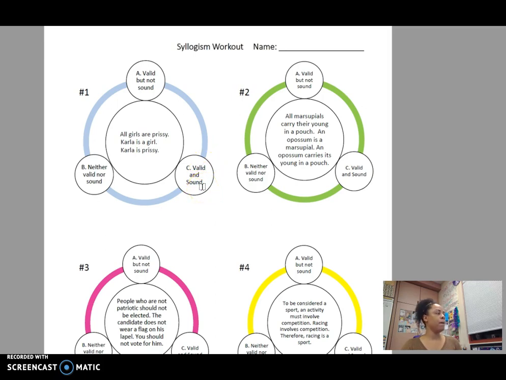I will tell you this: there's at least one that is both valid and sound. There's another one that you can make the case for being either valid but not sound or neither valid nor sound. You know what I mean. So read them carefully and discuss it with your partner.